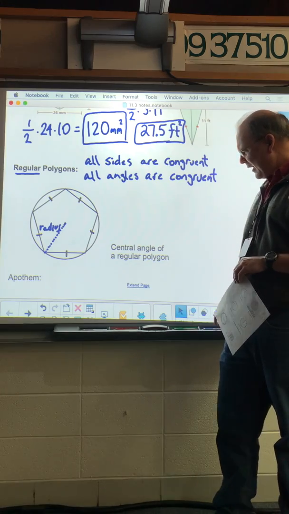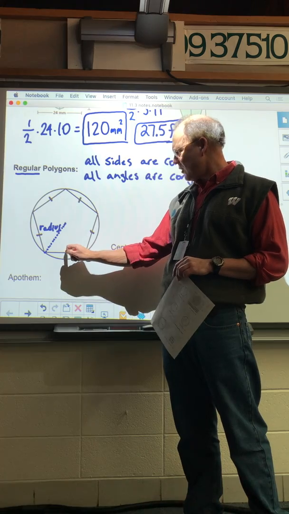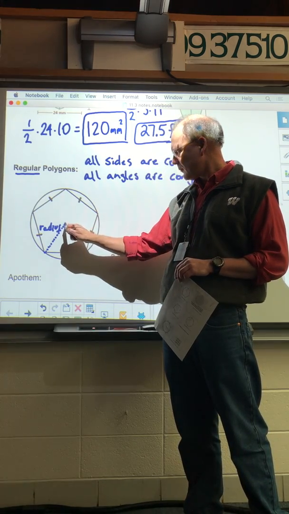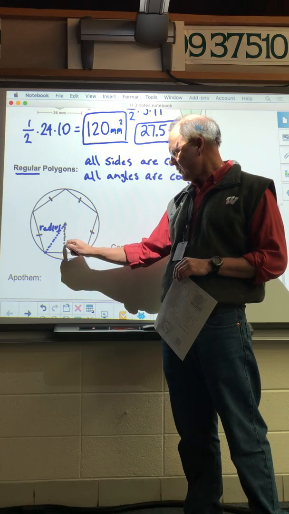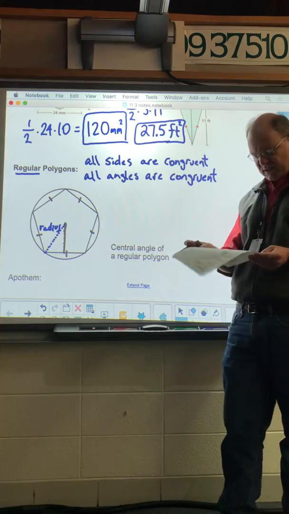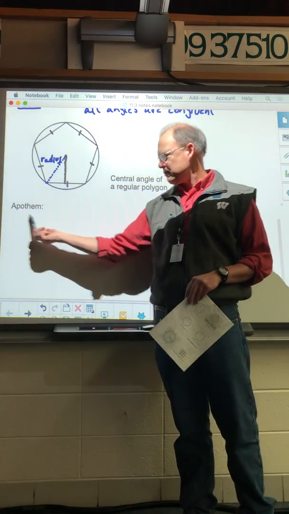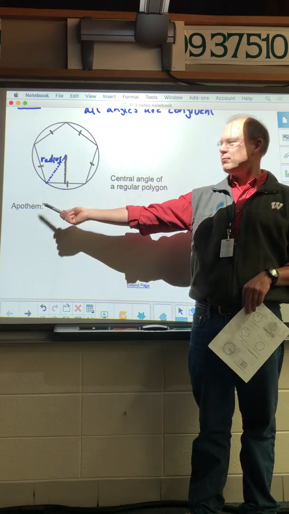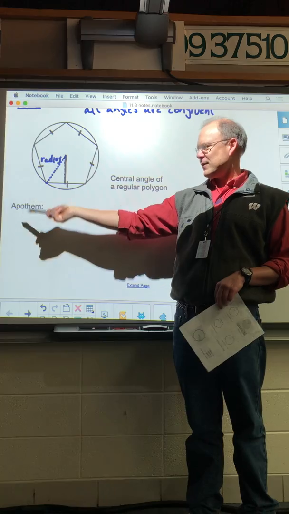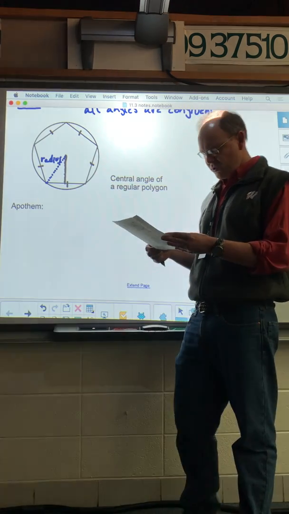There's another line that goes from the center to the midpoint of one of the sides. That right there. From the center to the midpoint of one of the sides. And that's called an apothem. New term. Essential for finding the area of a regular polygon, the apothem. Did I mention that was super important?